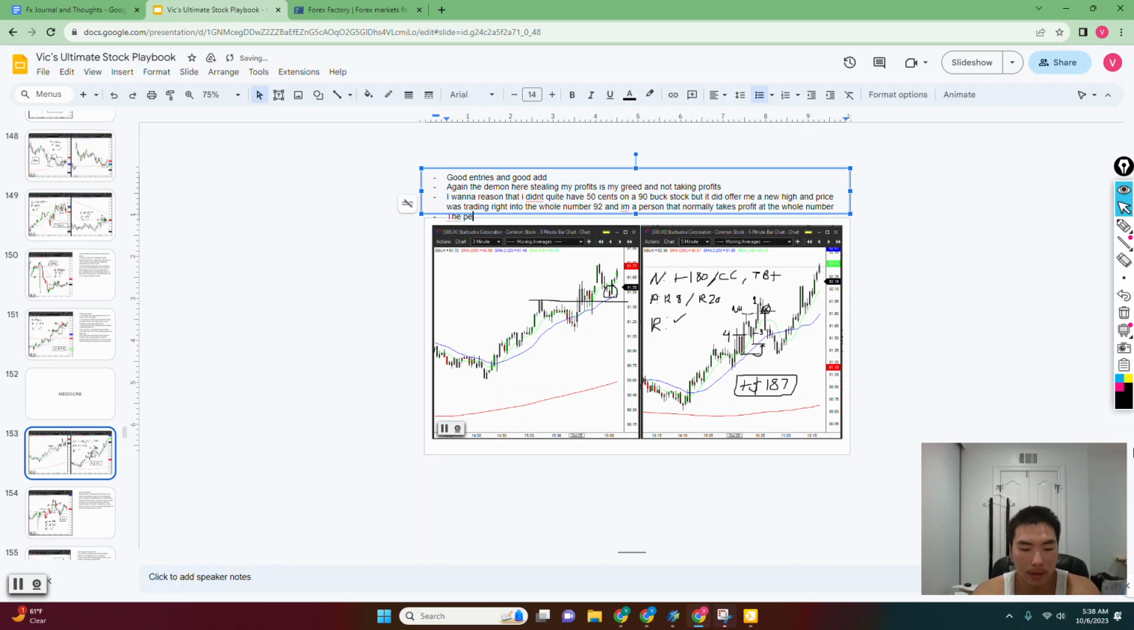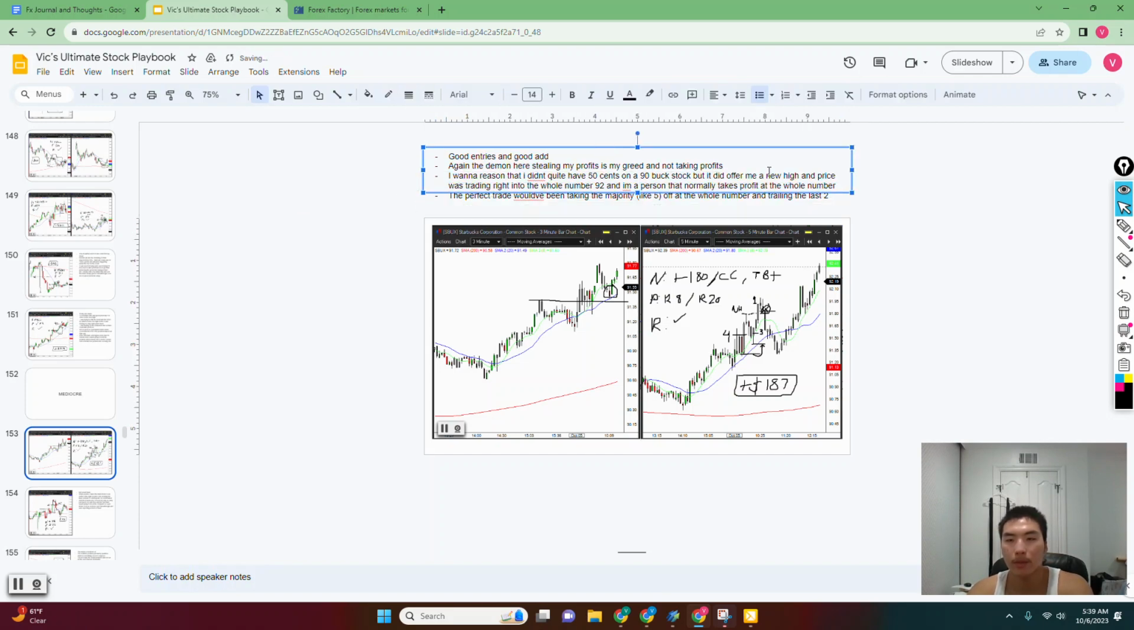The perfect trade would have been taking the majority, like 5 off at the whole number, and trailing the last two. That would have made it perfect.